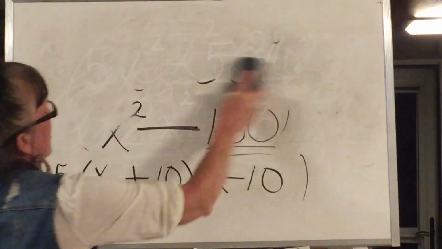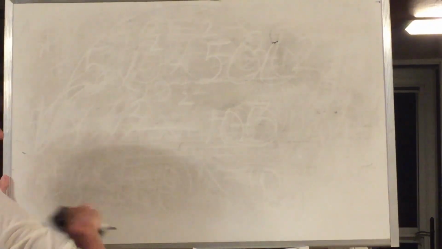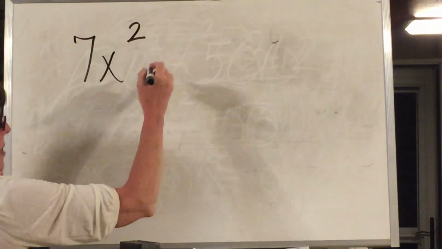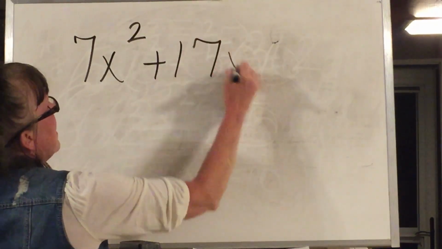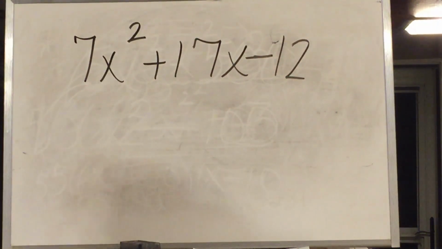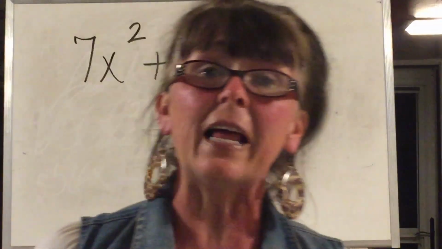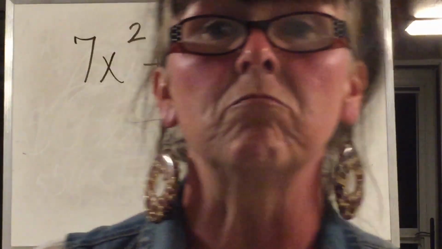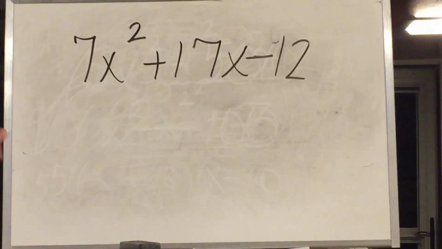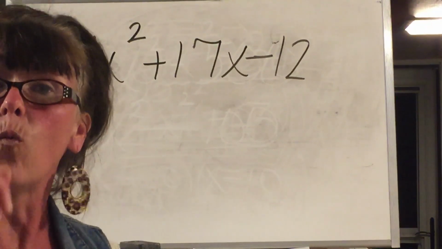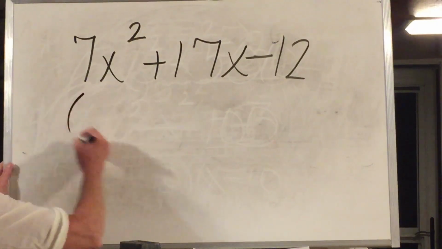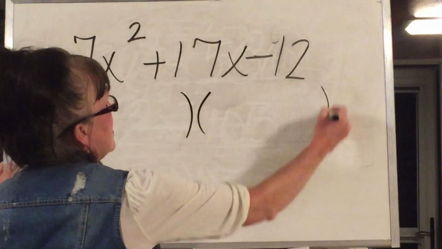Moving right along. Example 3 is 7x squared plus 17x minus 12. Now, this is a trinomial. It's got 3 terms. The plan is to factor, skip factor. We're going to check for a GCF first. Well, nothing will go into 7, 17, and 12 except 1. So that doesn't count.